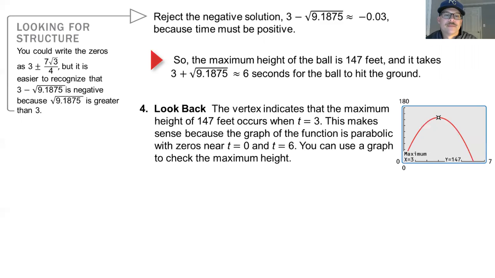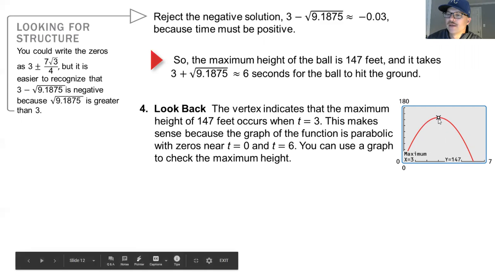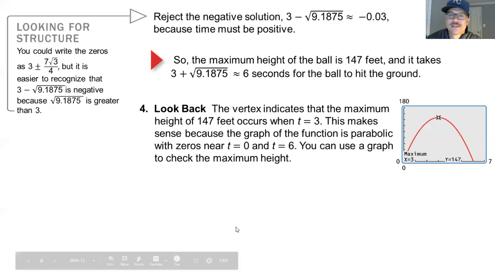147 feet maximum. Again, you can always check this by typing it into your graphing calculator to identify that your maximum value is 147. And then this zero over here on the right is the one we're identifying that's about 6 seconds.